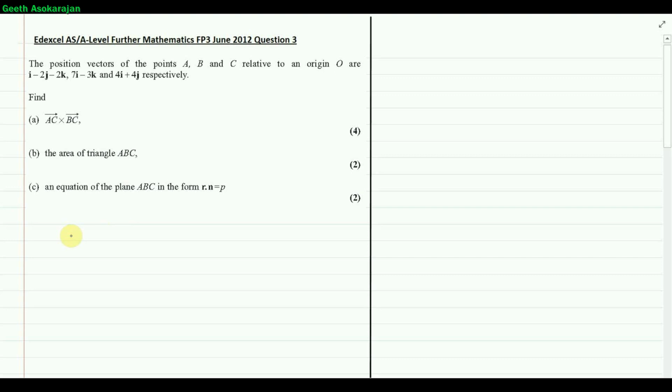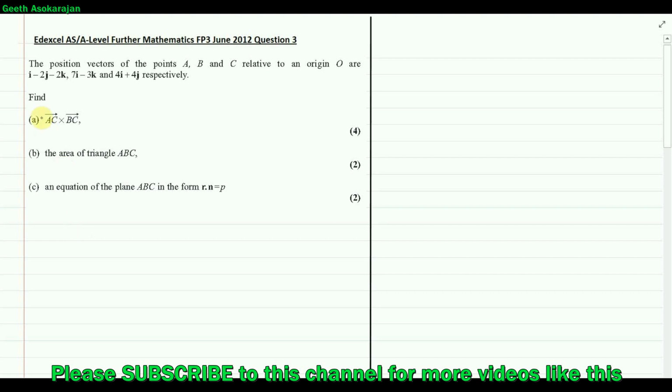Right, this is another past exam question. This is from Edexcel. It's a Further Maths question from FP3 June 2012, and this was question number 3 of that paper. So let's have a read.